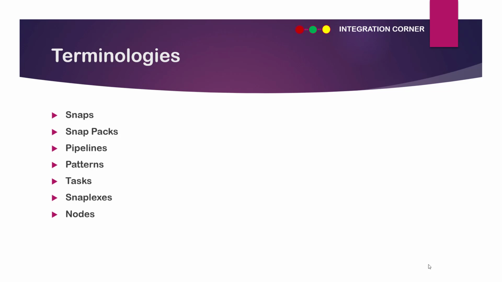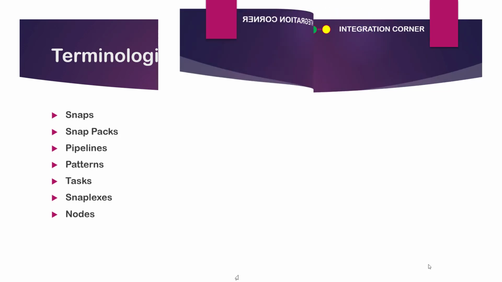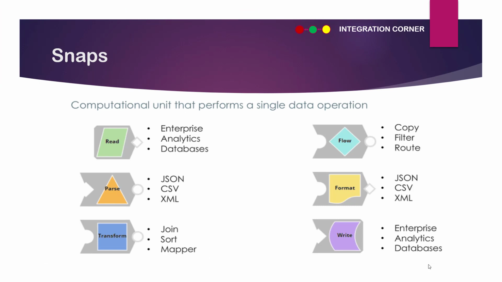Now let's get into the details of each of these components. As you can see, snaps are computational units that perform a single data operation, and you can see many different types of snaps here. Basically we have snaps for 3 different categories: either to read data, or to write data, or to perform an action on the message, so basically processing the message.